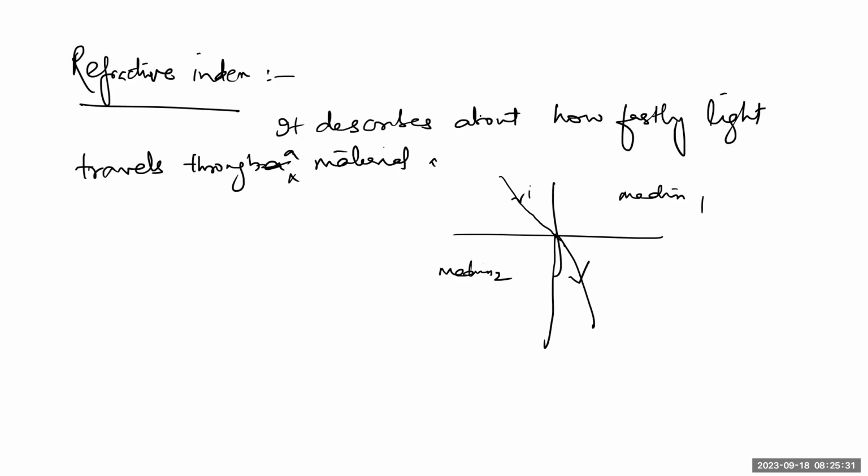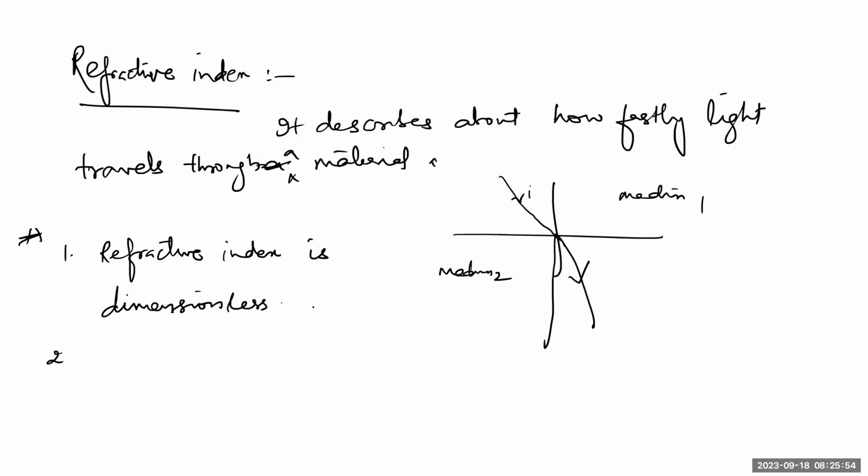And the important points I'm writing here, now you can note them down. First point: refractive index is dimensionless. Means I can say it is unitless. It doesn't have any kind of units. Refractive index is dimensionless. Is it okay? Yes, sir. It is dimensionless.